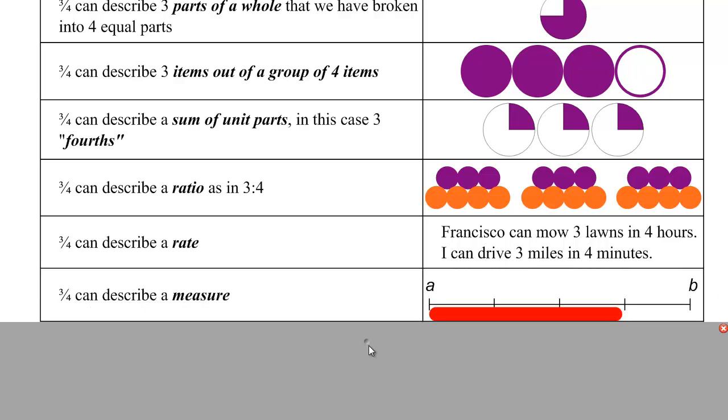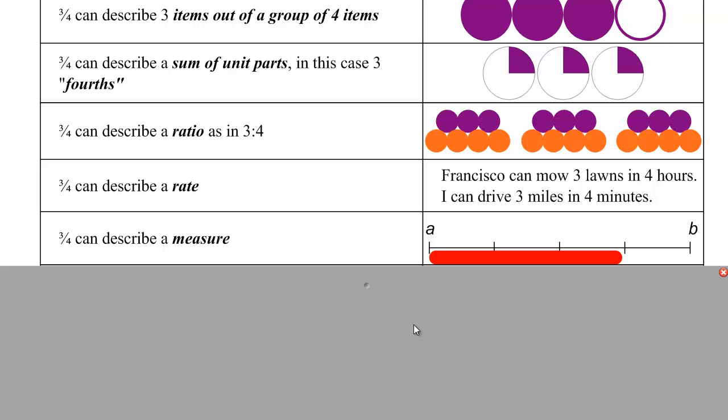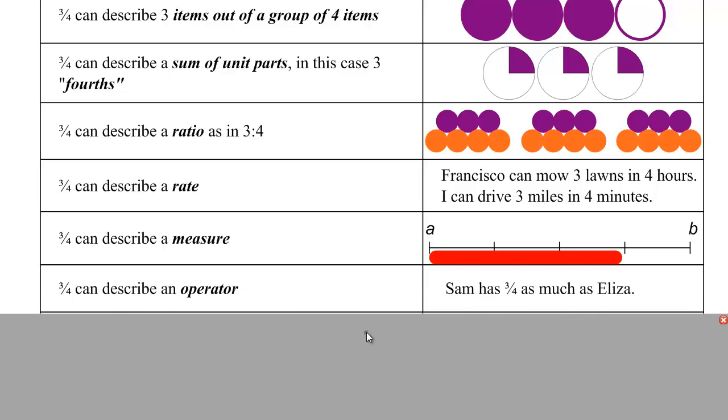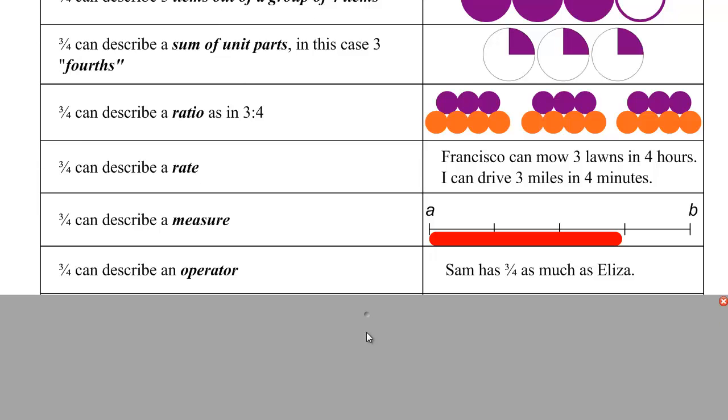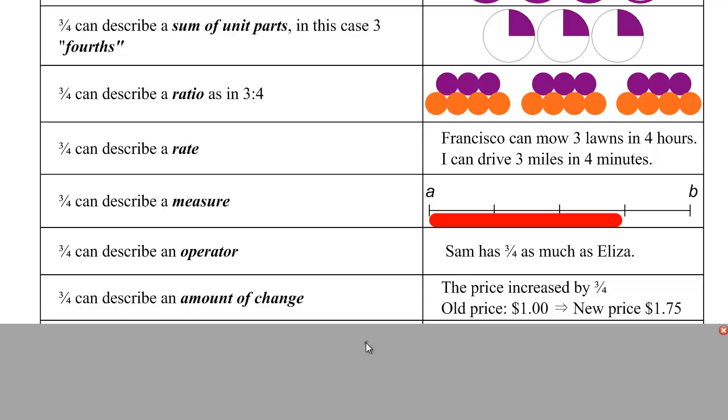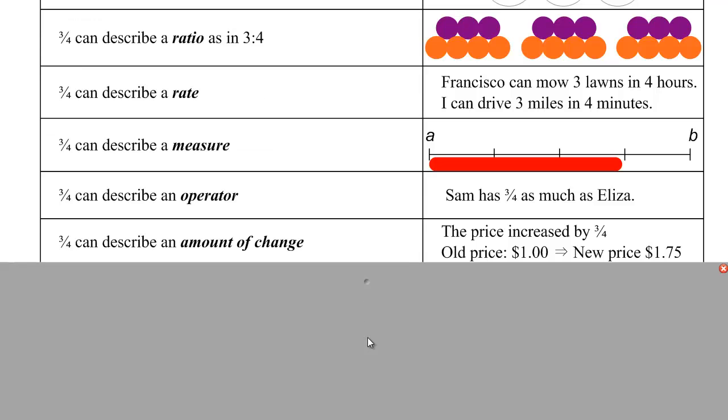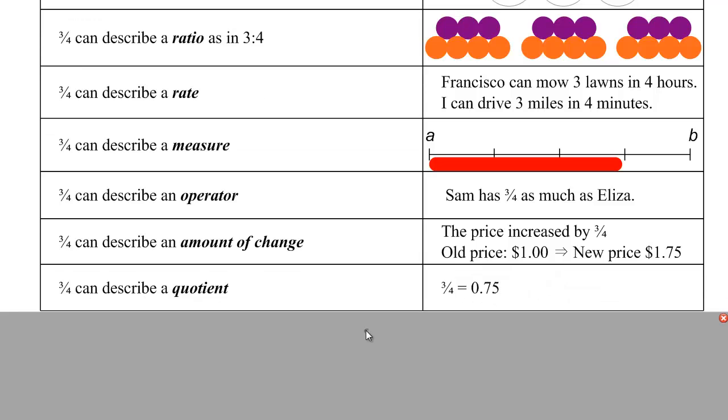3/4 can describe a measurement, as in 3/4 of the distance from A to B. 3/4 can describe an operator, as in Sam has 3/4 as much as Eliza. 3/4 can describe an amount of change. For example, a price of $1 increased by 3/4 represents a new price of $1.75, since 75 cents is 3/4 of the original price. And finally, 3/4 can describe a quotient, which is useful in converting from fractions into decimals.